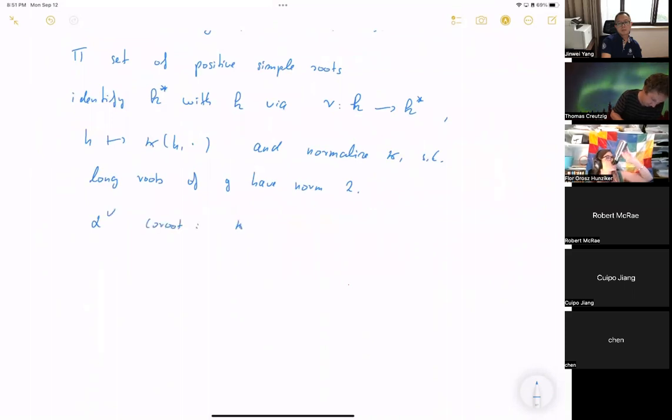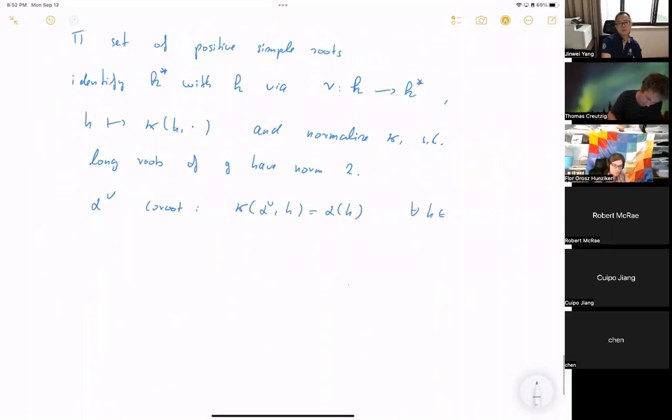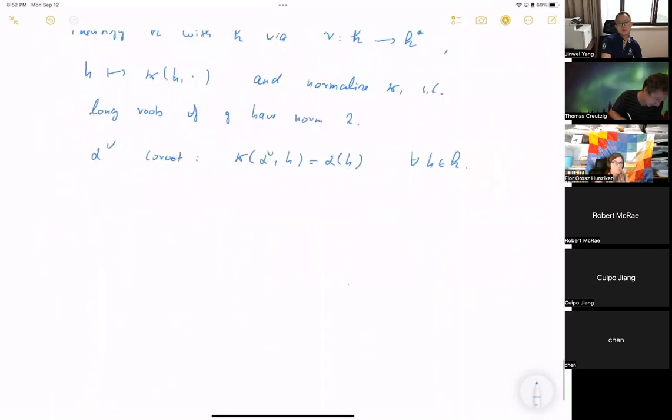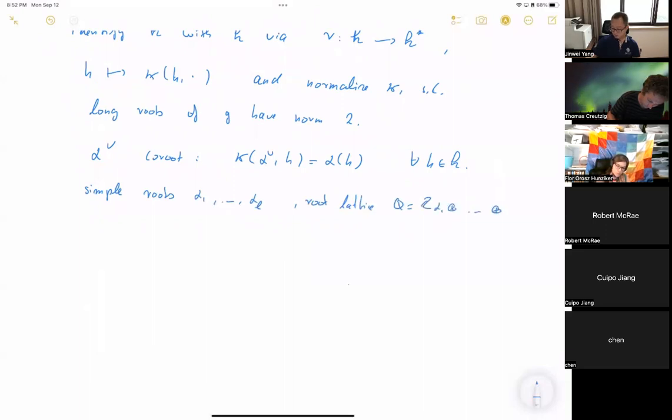Anyway, for the co-roots, they are defined also as usual. The co-root to alpha satisfies this property. And now we have four sets. We have a set of simple roots, and these span the root lattice. Then we have the simple co-roots, which span the co-root lattice.